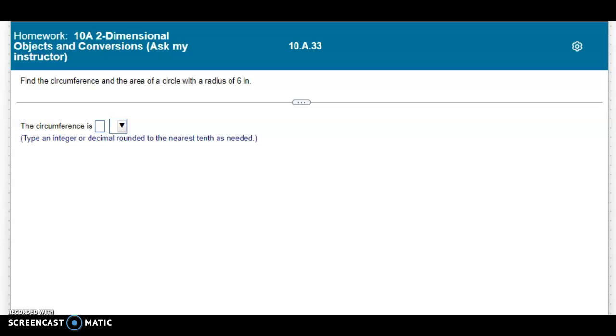All right, so this question comes from 10A, the 2D objects and conversions. It says, find the circumference and the area of a circle with the radius of 6 inches. So let's try this one.